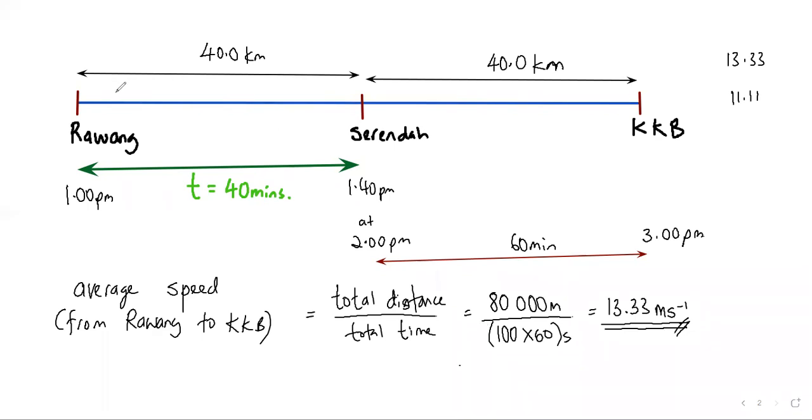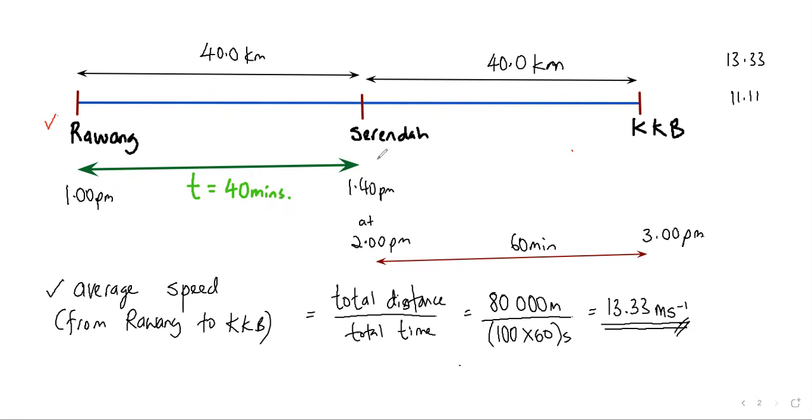Okay, to find the average speed, say you are driving from the town called Rawang to the next town called Serenda, and then you continue to the town called KKB, Kuala Kubu Baru. You're driving from Rawang to Serenda, and the distance is 40 kilometers. You left Rawang at 1 p.m. and reached Serenda at 1:40 p.m. So you drove for 40 minutes.